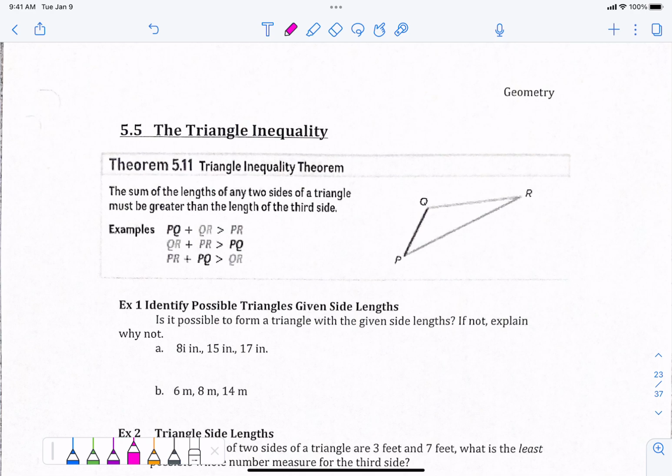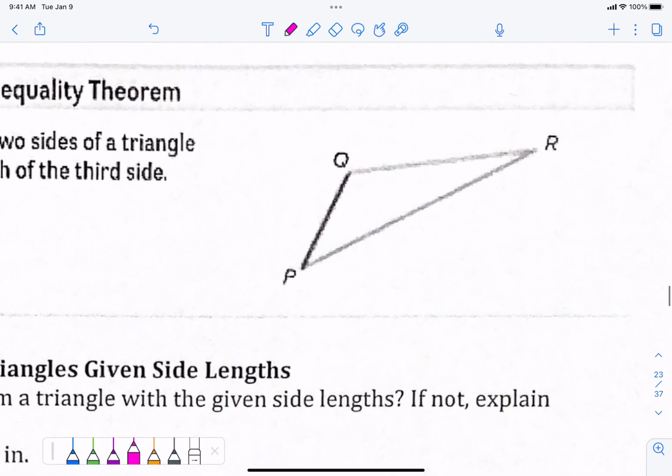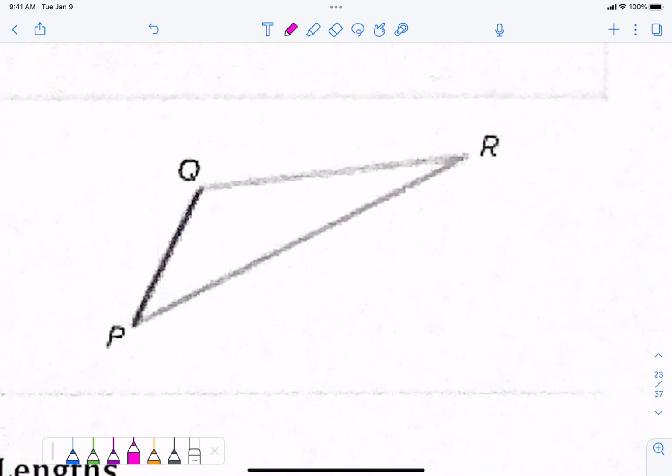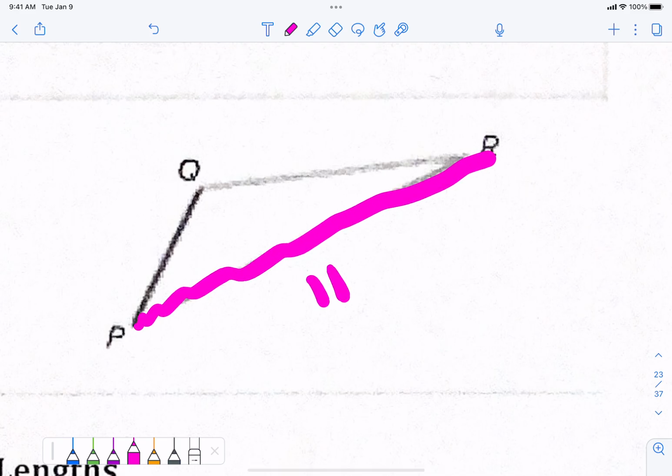This is Geometry 5.5, the triangle inequality. So I'm going to have you take a look at this little box right here, and I'm going to put some numbers on it. Let's say this bottom side is 11. Let's go like 4. We'll go 4 and 5 again. Yeah, let's say 4 and 5, right?